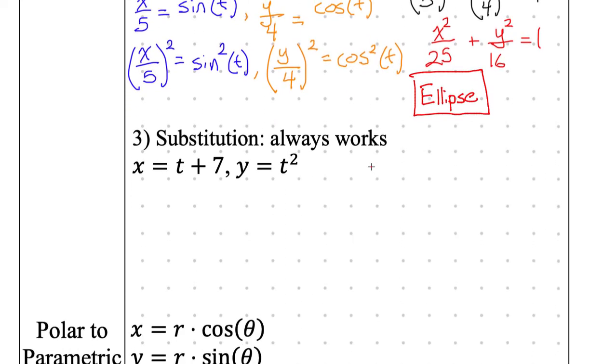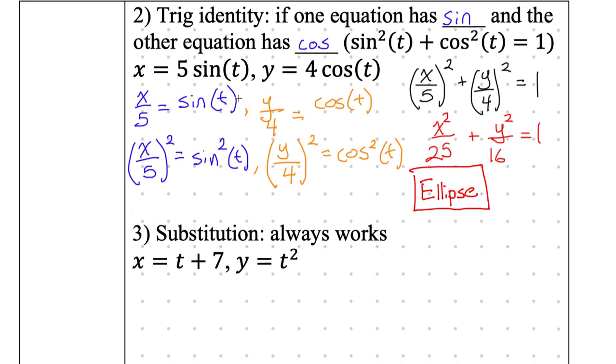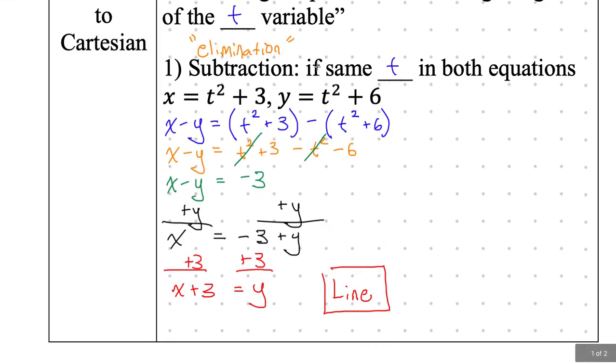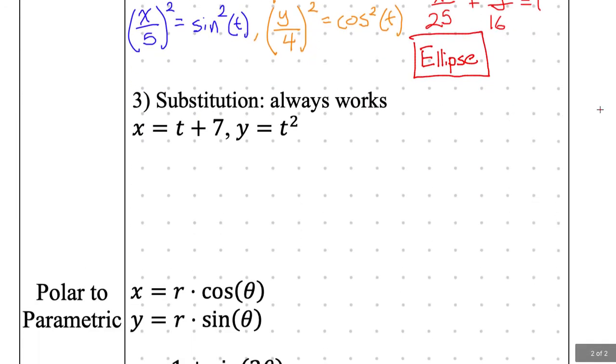Number 3. So only do this if you've tried step 1 and step 2 and neither of them work, or you maybe didn't try it, but you recognized it didn't have a sine, it didn't have a cosine, this variable wasn't the same here and here. So if you notice those things, then you do have to do step 3. It is a little bit more tedious, which is why we do it last, but it does always work.